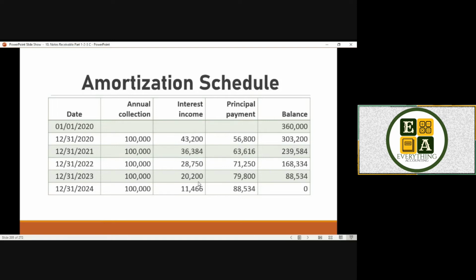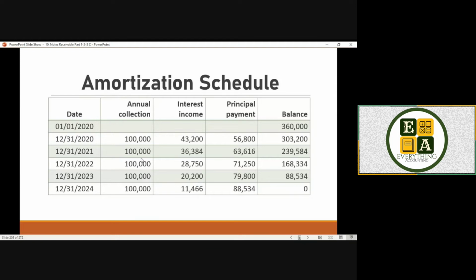Consider rounding off of amounts. So 20,200, deduct it from 100,000, we'll have 79,800 principal payment. So that would be 79,800 less from 168,334, that would be 88,534. Then from this one, in order to arrive at the zero balance here, carry forward 88,534 and the last amount for the principal payment to zero this out.